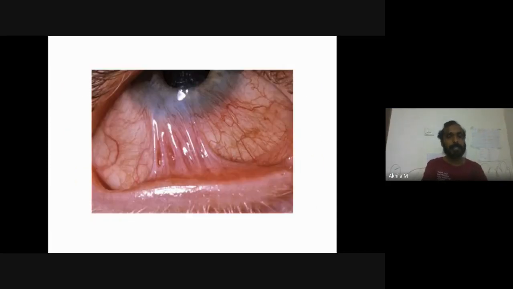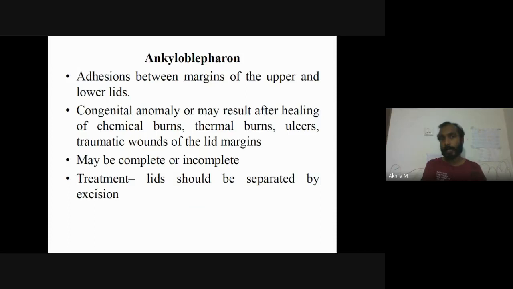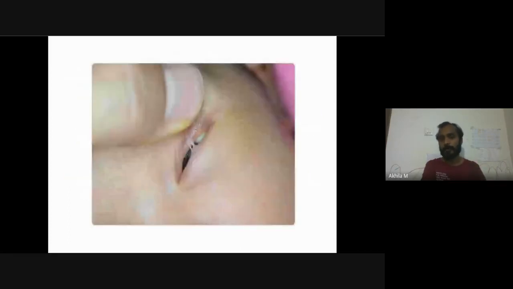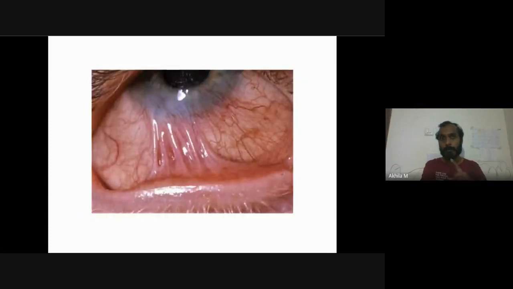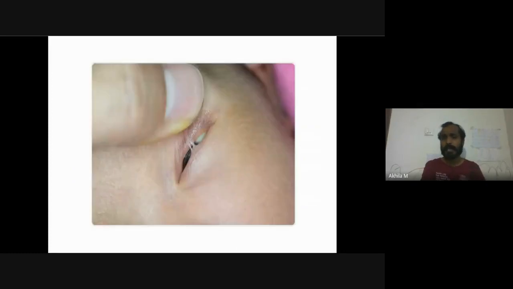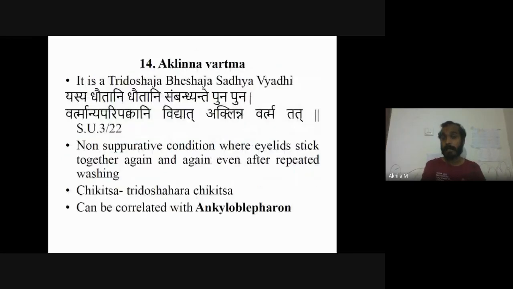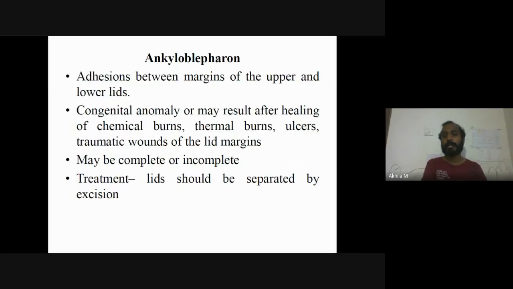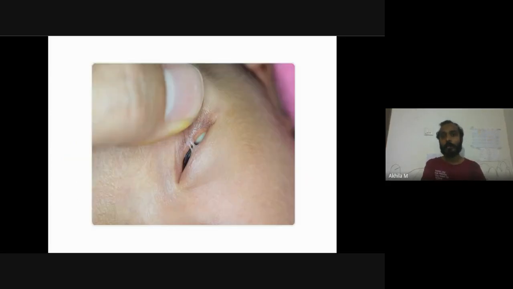From this picture, you will get an idea. The palpebral and the bulbar conjunctiva are joined together. Symblepharon and ankyloblepharon are different. In ankyloblepharon, the lid margins are joined together, but in symblepharon, the palpebral and bulbar conjunctiva are joined together. Aklinna vartma can be correlated with this. There won't be any klinnata or discharge, meaning there is no infective condition. Even when we wash again and again, we cannot remove the adhesion between the lids. That is the condition in aklinna vartma, so we can correlate it with ankyloblepharon or symblepharon.